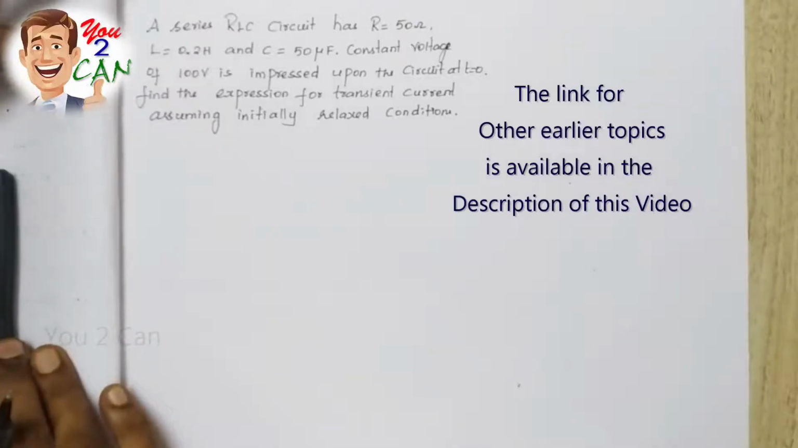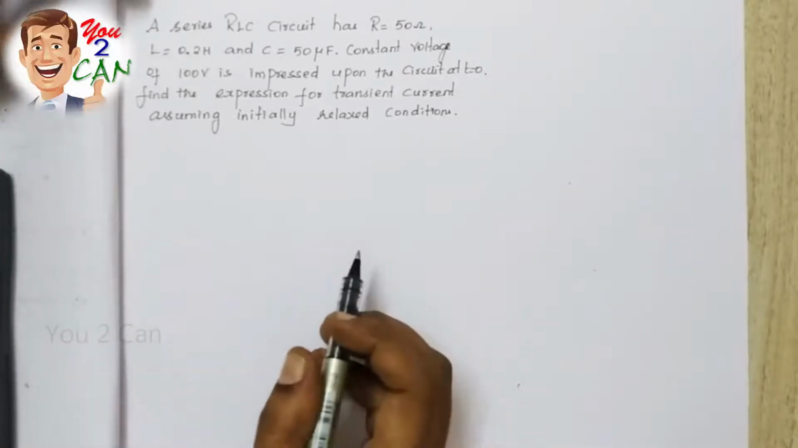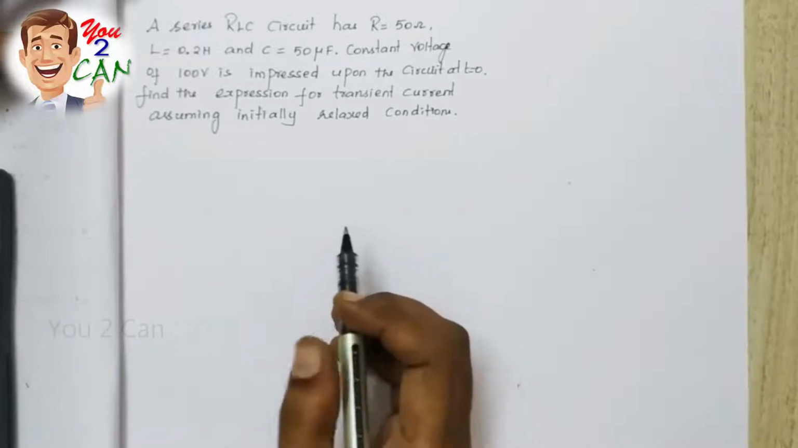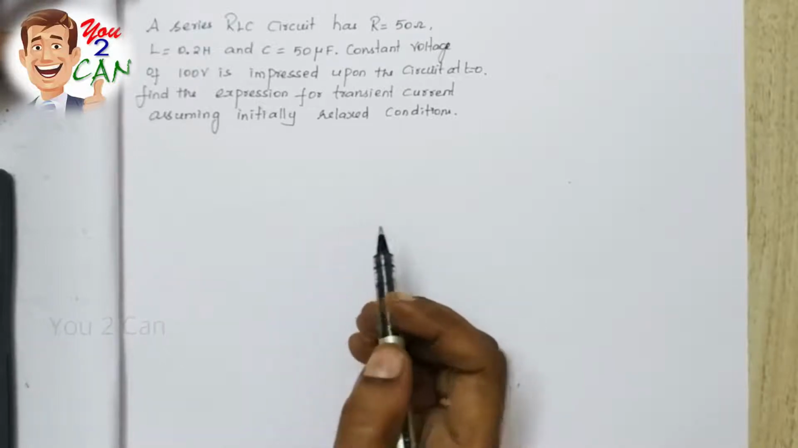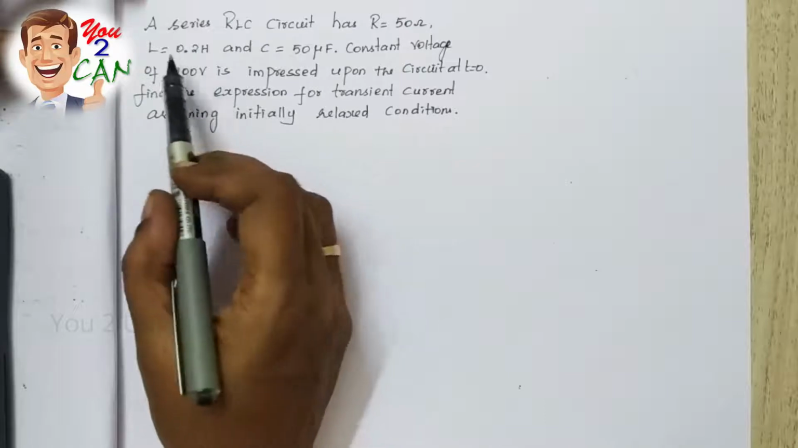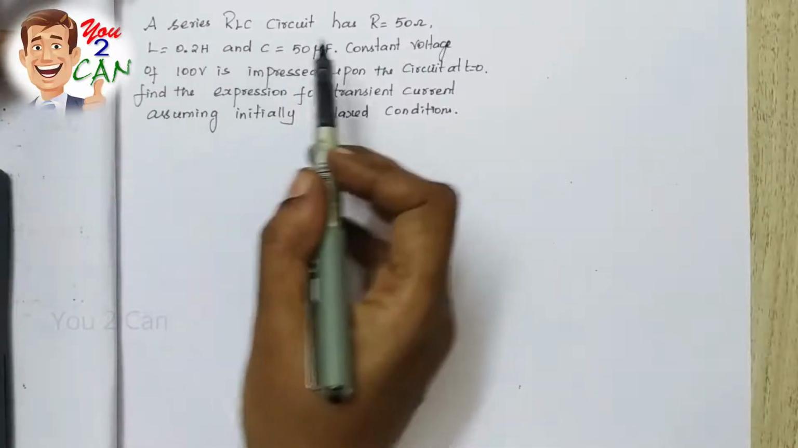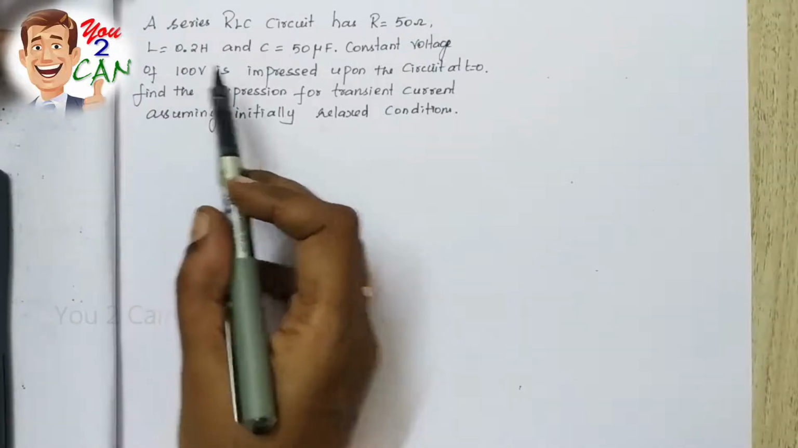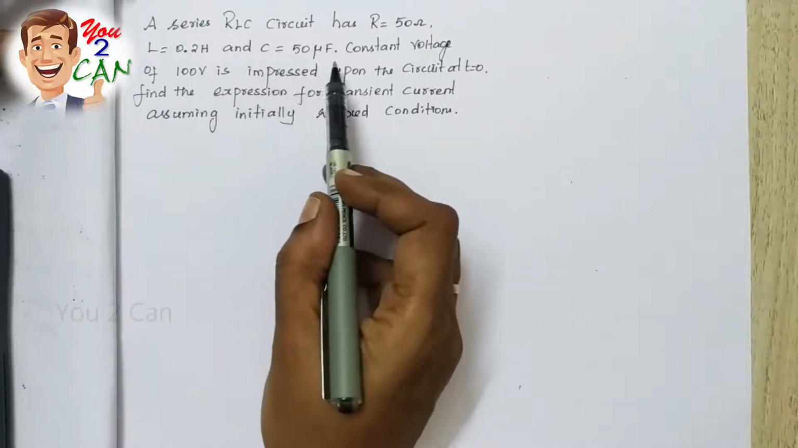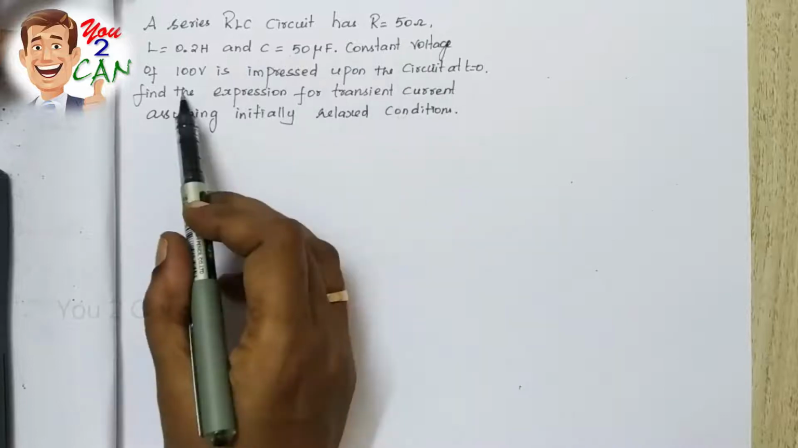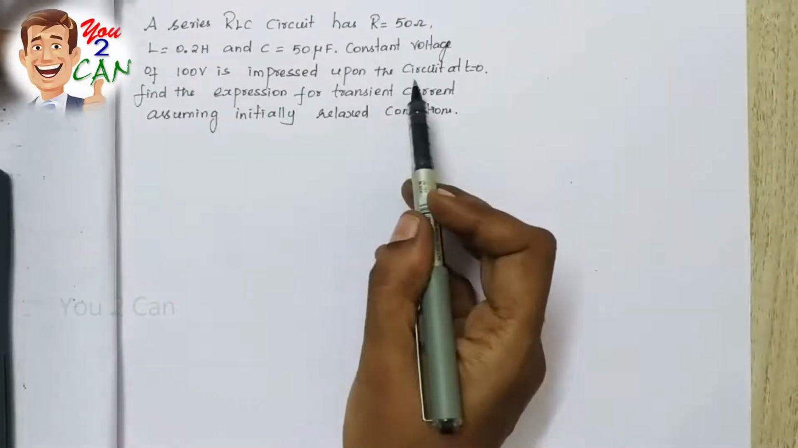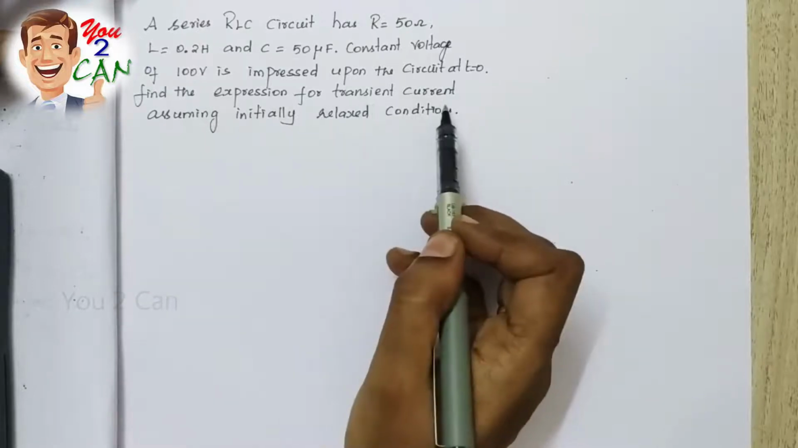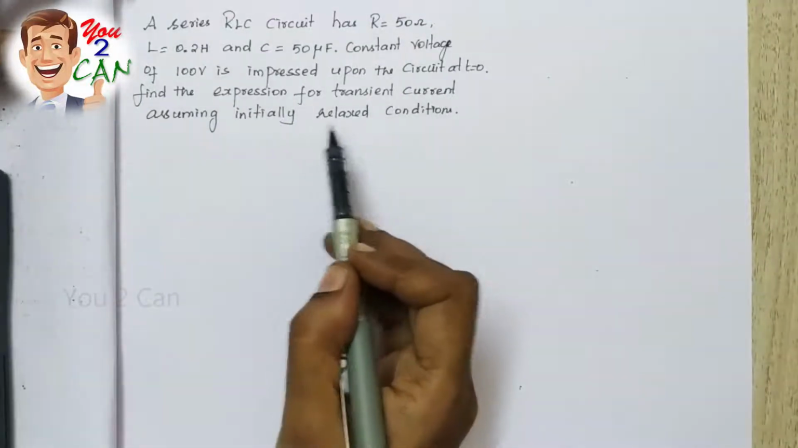So let us do a problem in an RLC series circuit excited by a DC voltage source. Let's read the problem. A series RLC circuit has a resistance of 50 ohm, inductance of 0.2 Henry and capacitance of 50 microfarad. A constant voltage of 100 volt is impressed upon the circuit at t equal to 0. You have to find the expression for transient current assuming initially relaxed conditions.